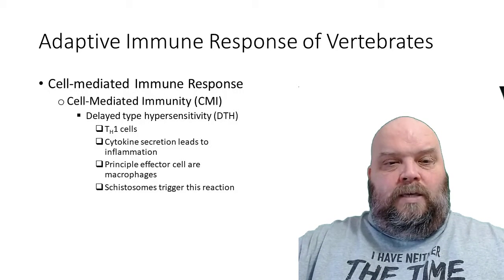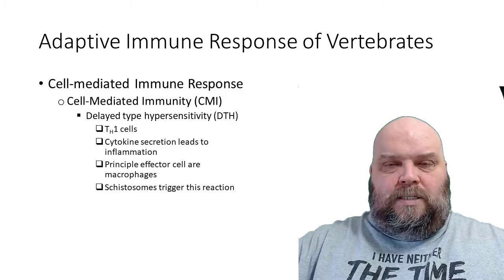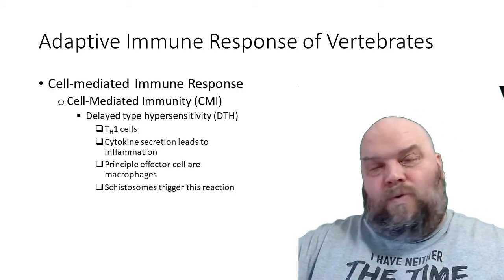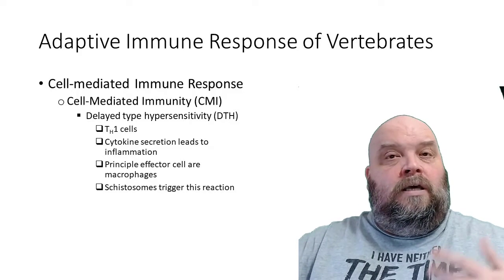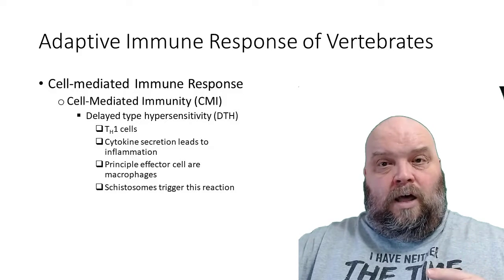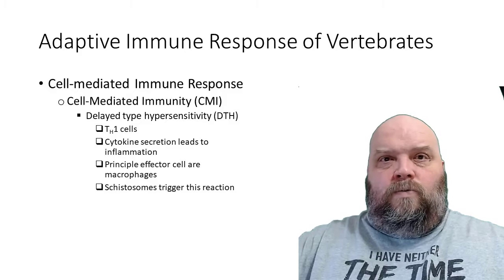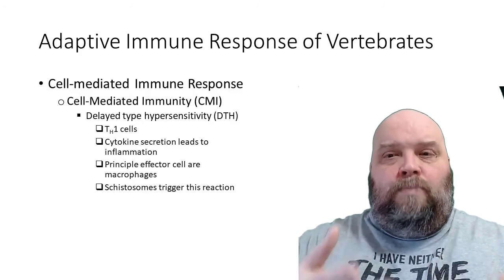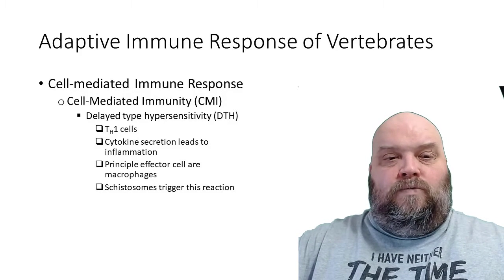First pathway is going to be what is referred to as delayed type hypersensitivity. And if you notice right here, it talks about Th1 cells. Remember, this is going to be the class of CD4 T cells, T helper 1. T helper 1 cells are responsible for going and activating, or hyperactivating, I should say, the innate immune cells.